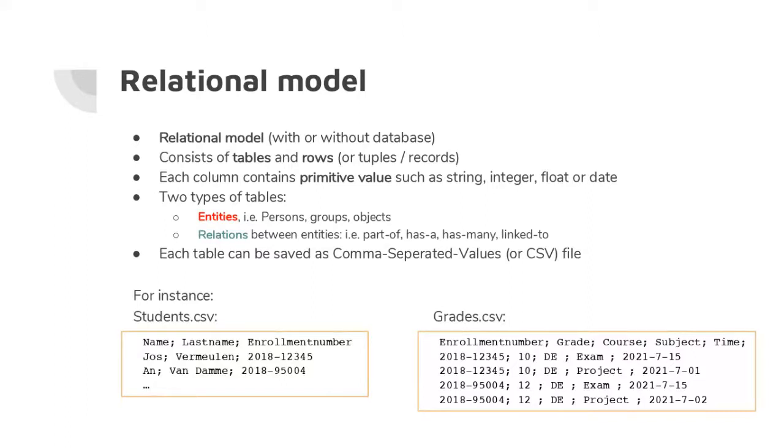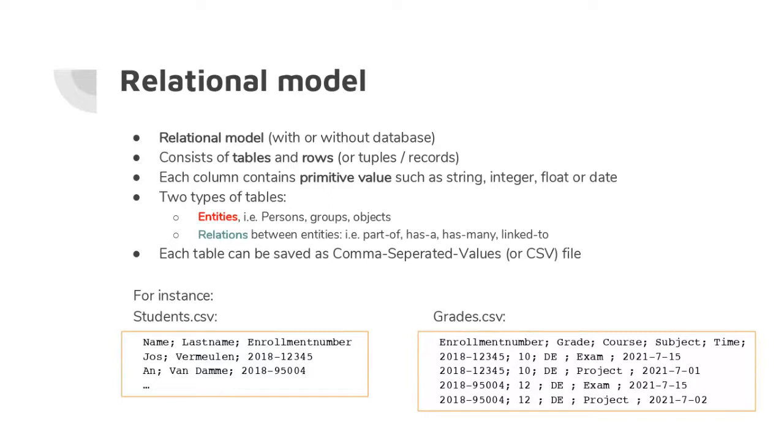There are 2 types of tables. So you have entities. So entities are typically persons, groups, and maybe a list of organizations and their properties, or in general, I would say objects. It can also be bank transfers, messages, really objects, things. Those are entities.